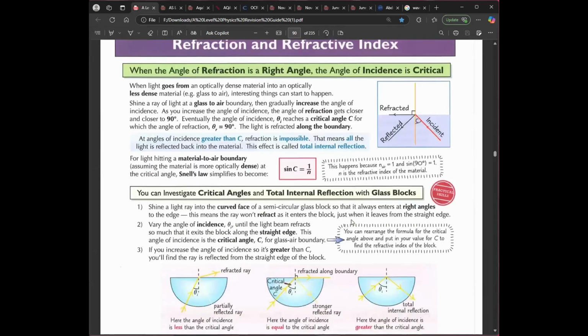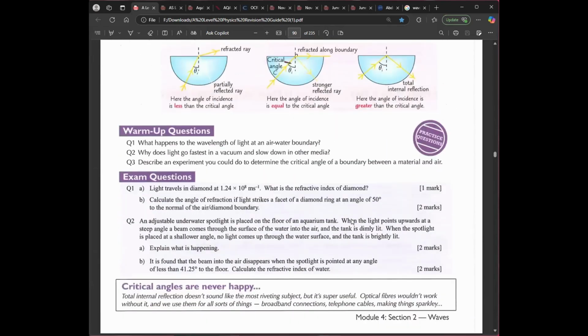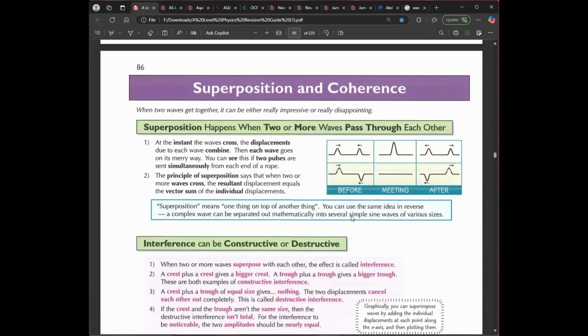All right. So that is critical angle. We have understood this. Now, what is superposition? Superposition is when two or more waves pass through each other, there comes a point when they are at the same position. Now, what happens at that point?